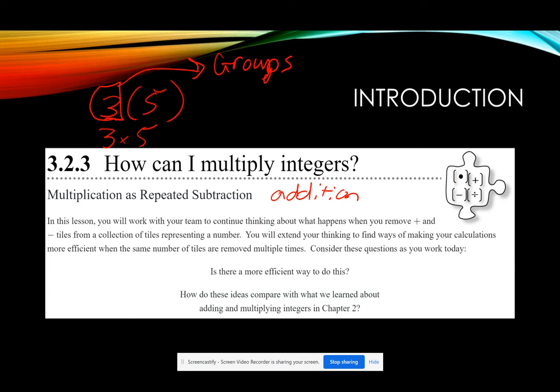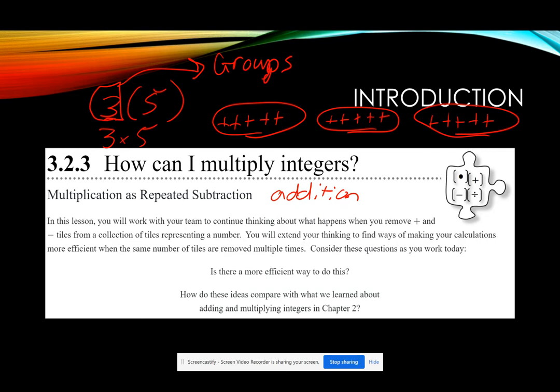So in this case, 3 times 5, I would do one group of 5 positive tiles, a second group of positive tiles, and finally a third group of 5 positive tiles. So there we see it's basically like saying 5 plus 5 plus 5, but it's far easier and quicker to just write 3 and then in parentheses 5. And so here we have 1, 2, 3 groups of positive 5.